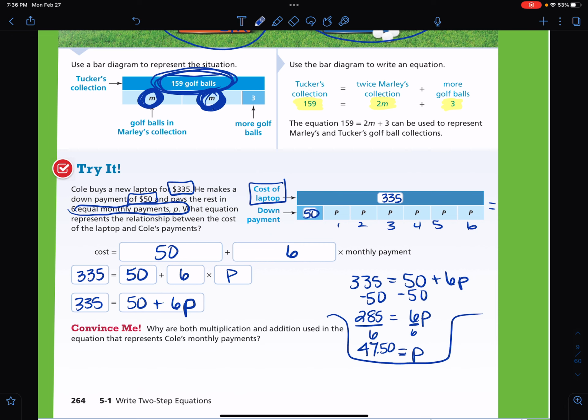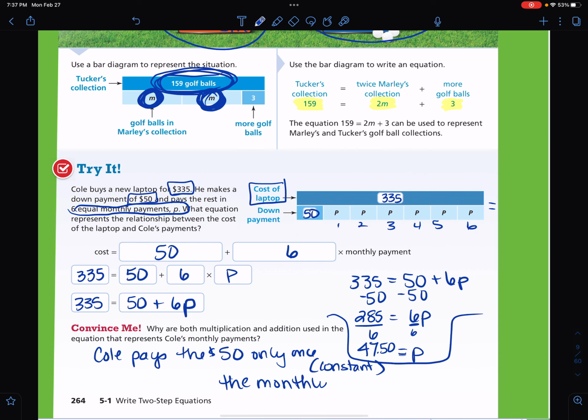Now the question: why are both multiplication and addition used in the equation that represents Cole's monthly payments? Well, Cole pays the $50 only once. We're going to call that the constant. It doesn't change. The monthly payments are repeated. And we know that that's repeated addition, and repeated addition is multiplication. So that is why that's there.